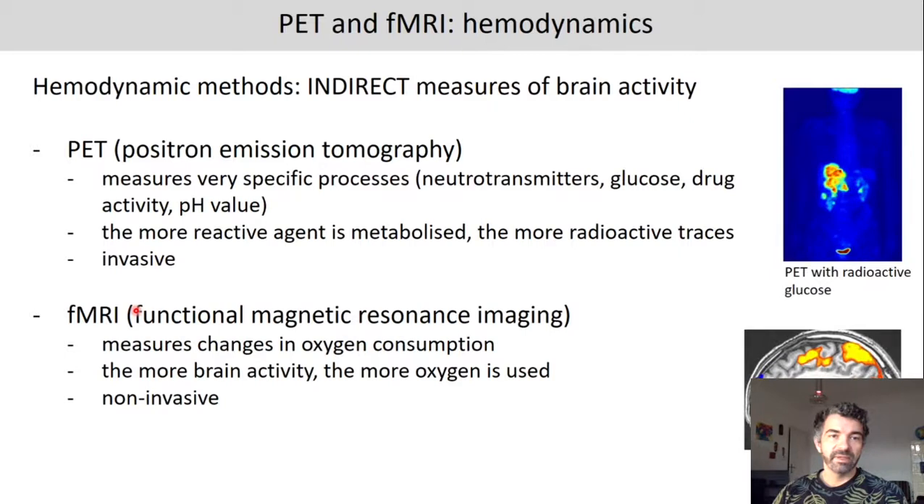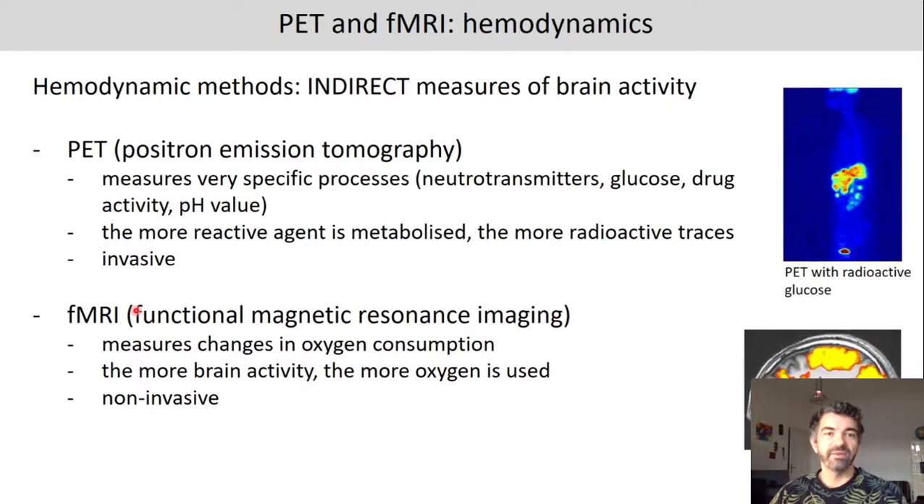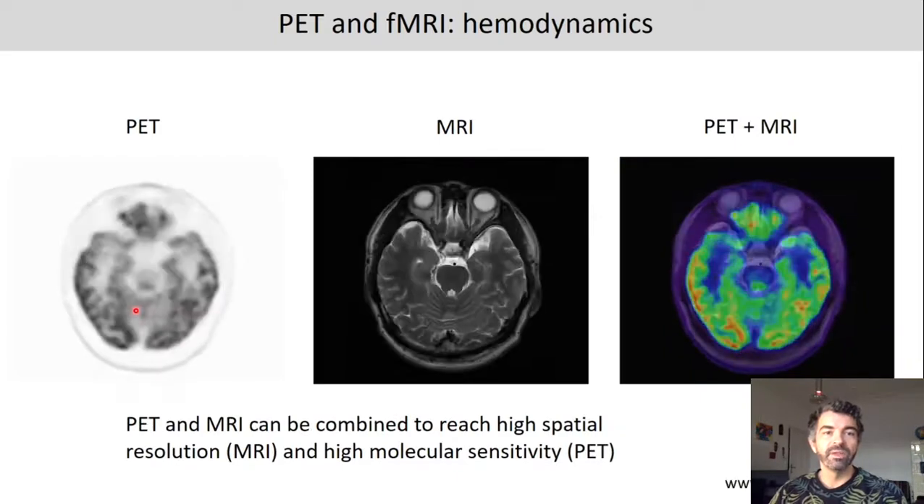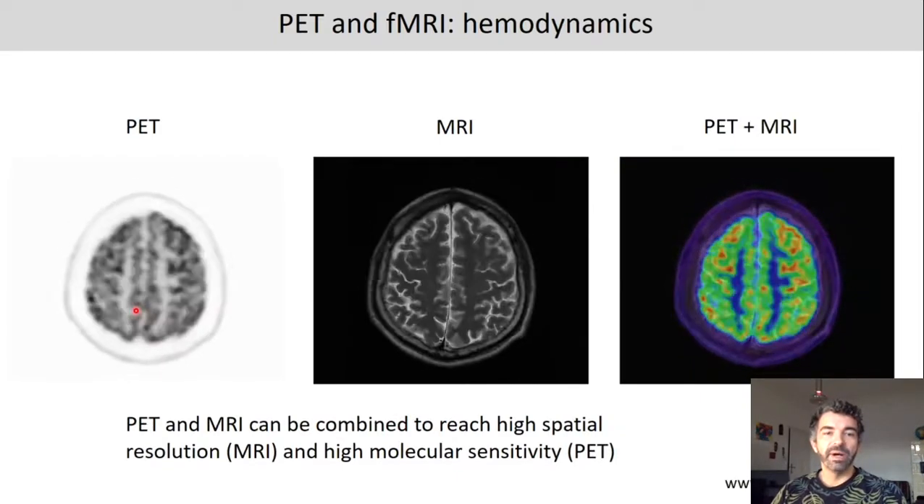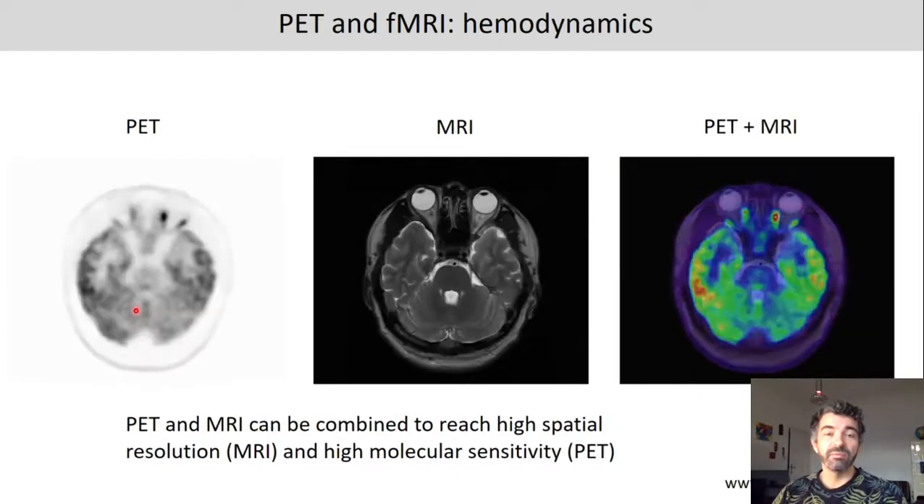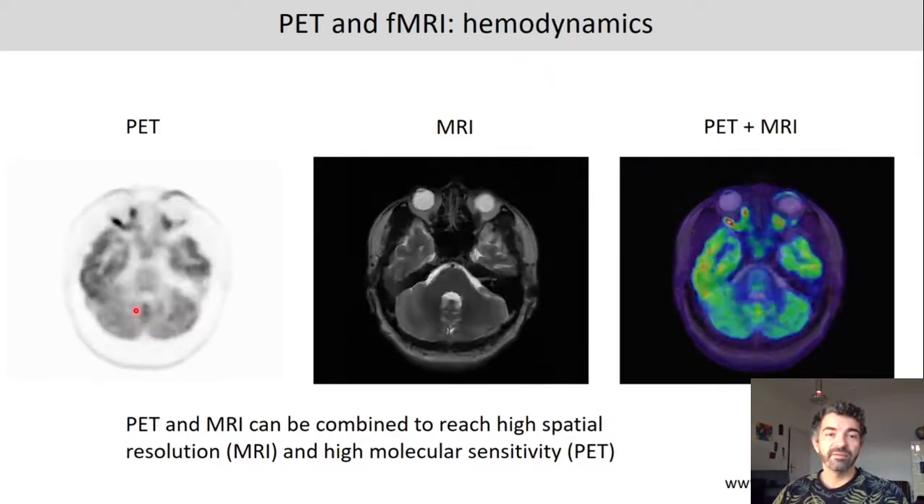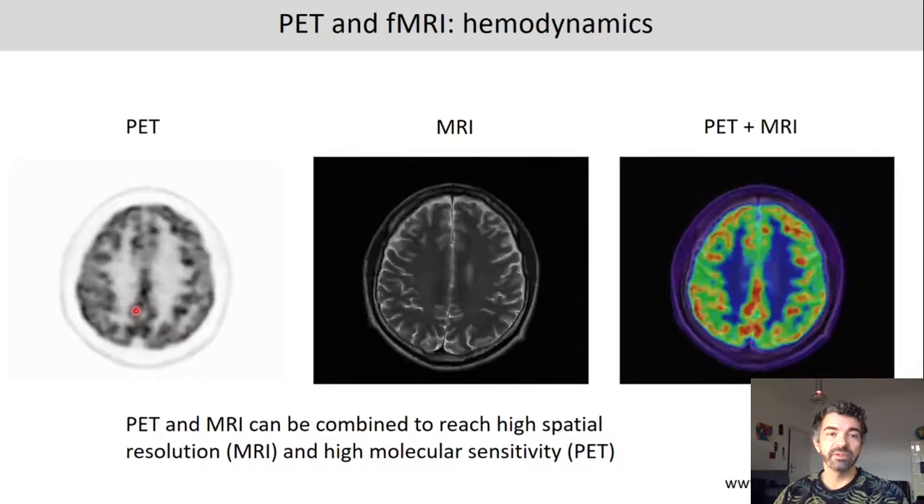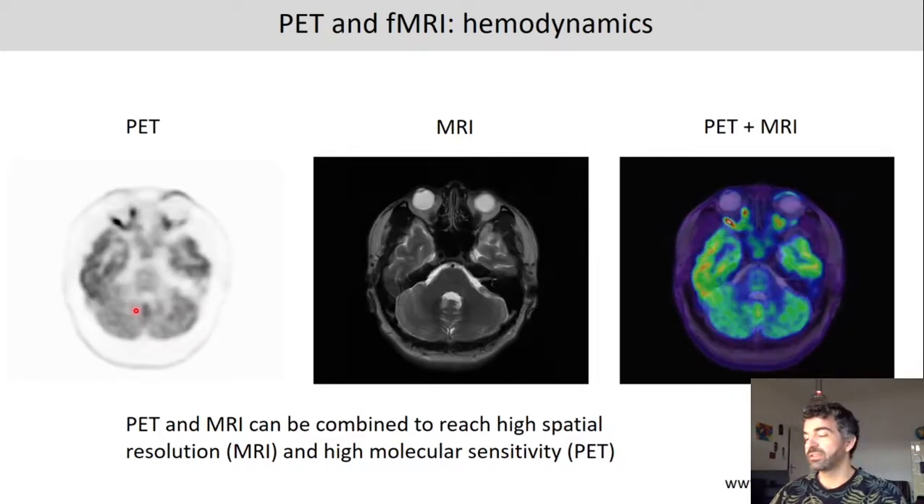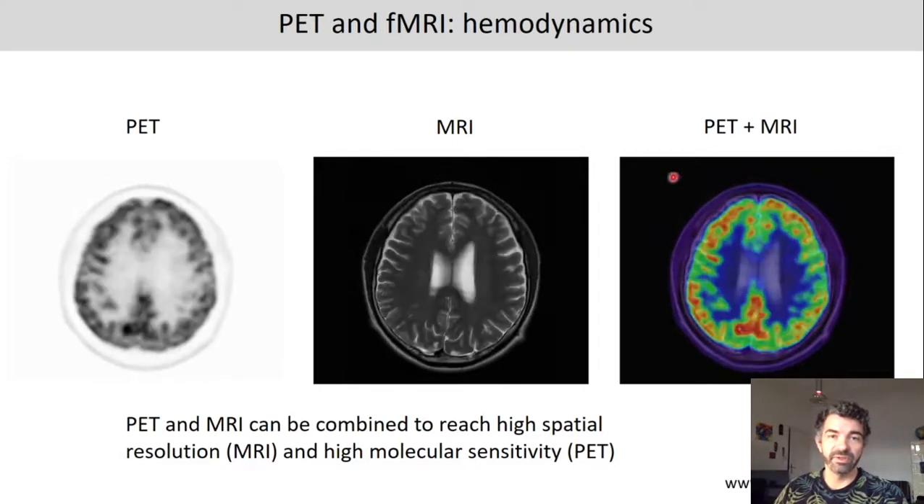fMRI, functional magnetic resonance imaging, measures changes in the oxygen consumption. So here the idea is the more brain activity we have, the more oxygen is used. And this is non-invasive because we don't need any radioactive agent. PET and MRI can be combined to get both the advantages of PET and MRI. And then we have, for example, a high spatial resolution and also a high molecular sensitivity at the same time, as shown here.